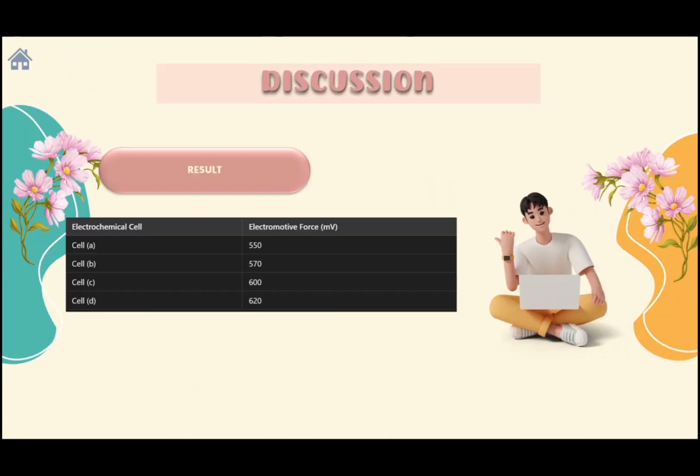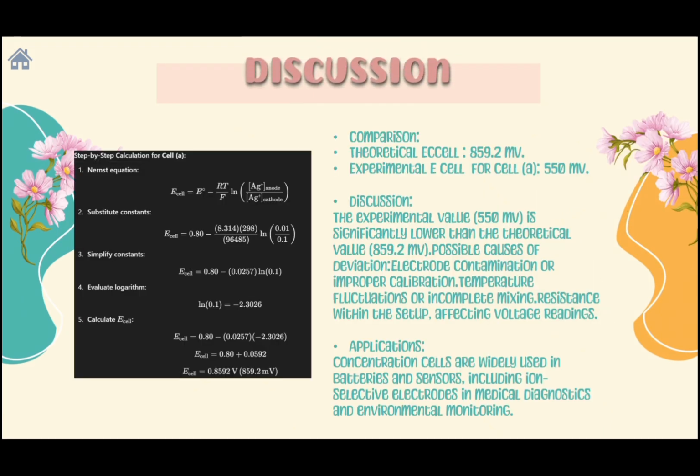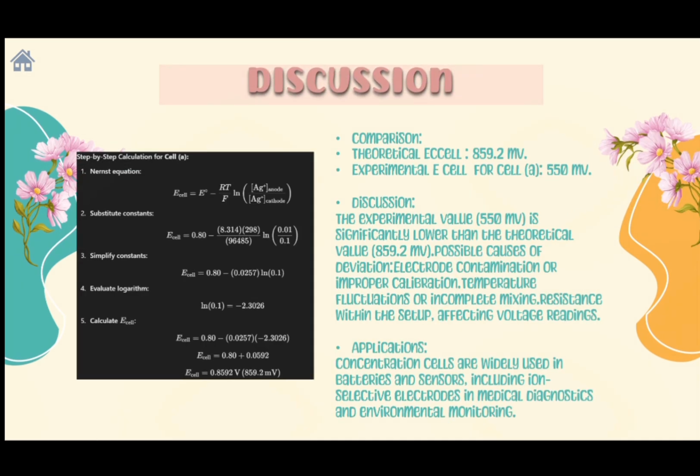Okay, this slide shows the result for the experiment. The experimental value for this experiment, 550, is significantly lower than the theoretical value, which is 859.2. Possible causes of deviations are electrode contamination or improper calibration, temperature fluctuations, or incomplete mixing. Resistance within the setup affects the voltage reading.